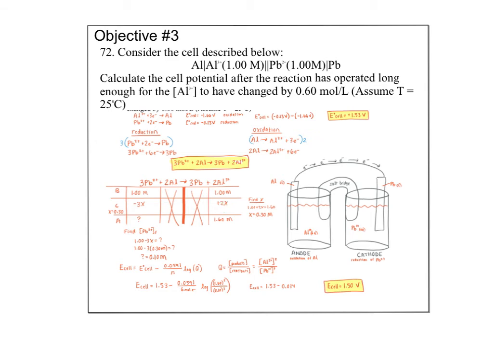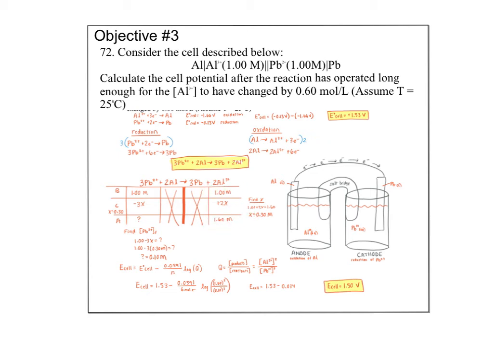So I need to solve for x, but let's use this other hint. Aluminum 3+ changed by 0.6 molar. So what that tells me, because I know I'm making more of these Al3+, is that my final value has to be 1.6 molar. I started at 1 and it changed by 0.6. How do I know if I add or subtract? Well, because the aluminum 3+ is a product, it's being made, we're going to end with 1.6. So we're going to use this column right here to solve for x.